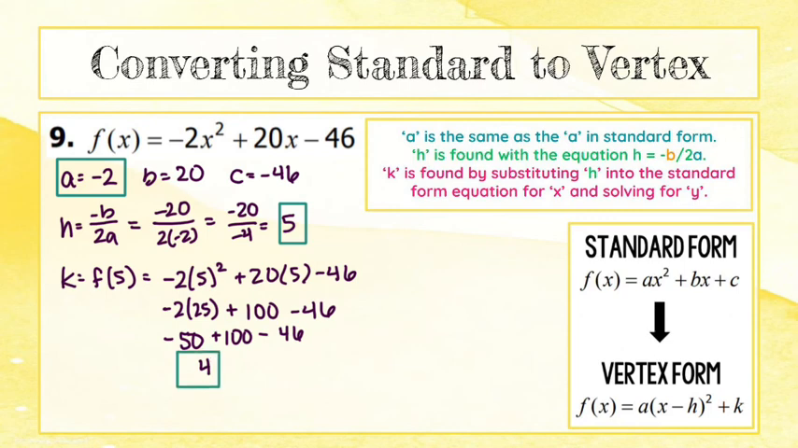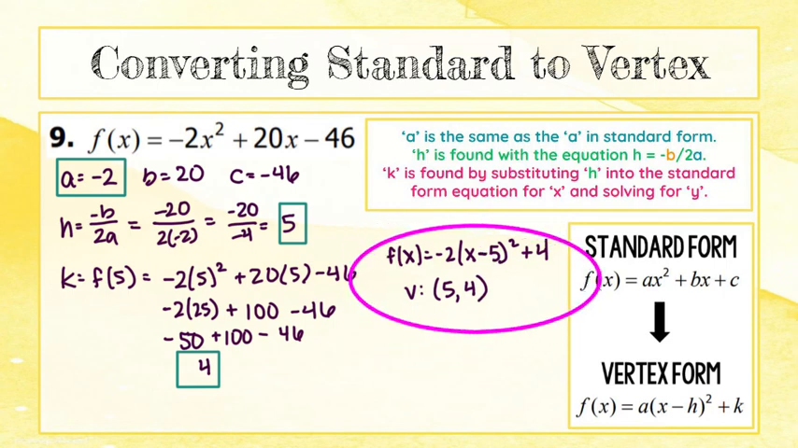There we go. So now we're going to fill in everything. So we have f of x equals a is -2, x minus h squared plus k. And we actually don't have to rewrite this one because everything kind of fell into place exactly where it needed to be. And our vertex, remember, is just h comma k. So that is it for number 9.